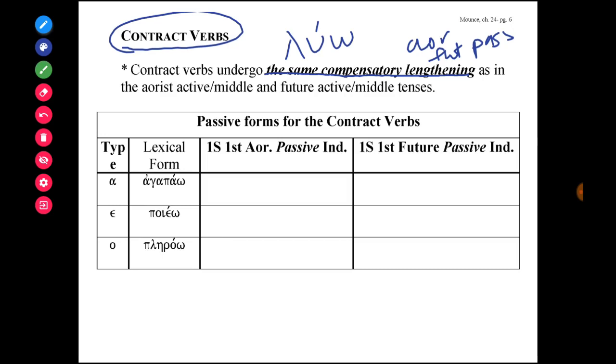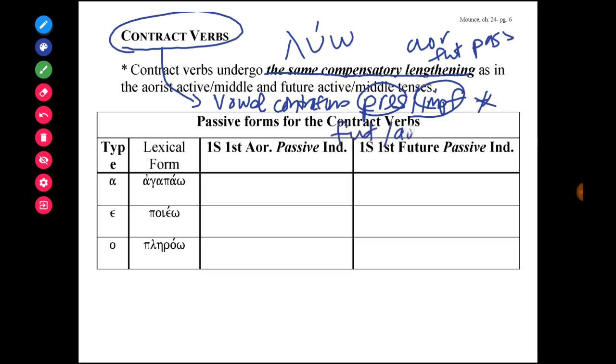and future tenses. So remember, just by way of review, the contract verbs undergo vowel contraction. That means you should expect the big 5, little 2 rules to be operating for the present and the imperfect tenses. So it's the present and the imperfect tenses for the contract verbs that are the most difficult. But in every other tense, the future, the aorist, and later when we learn the perfect, these tenses, the only change that you see in the stem is what we call compensatory lengthening.